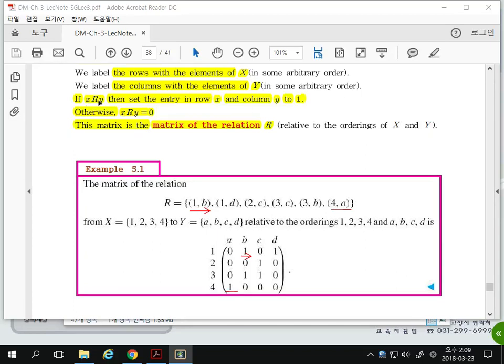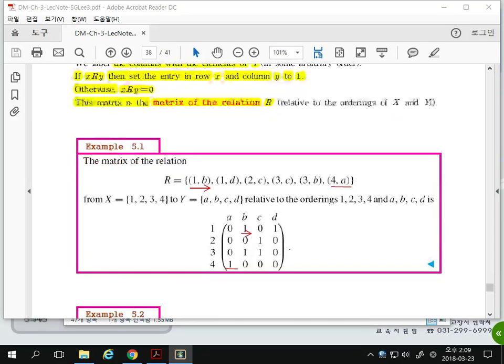If x R y, then we set the entry in row x and column y to 1. Otherwise, if x is not related to y, the entry is 0. We define an entry as 1 or 0. This matrix is the matrix of the relation R relative to the ordering of X and Y.